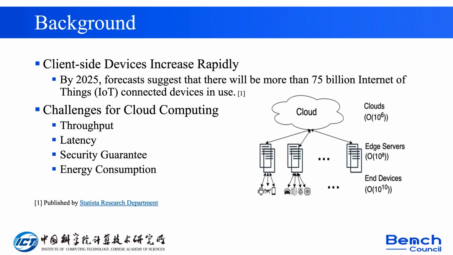This figure shows the architecture of edge cloud computing in a distributed cloud environment. We can see the magnitude of devices in each layer. If we put most of the computing tasks on the cloud layer, the overhead of data transmission and data encryption among devices and data centers becomes a significant bottleneck. Therefore, it raises a daunting challenge for cloud computing with throughput, latency, security guarantee, energy consumption, and so on.